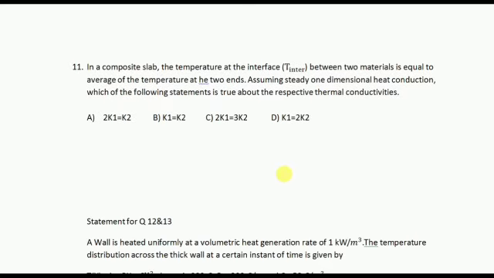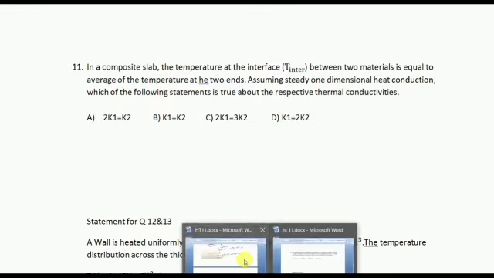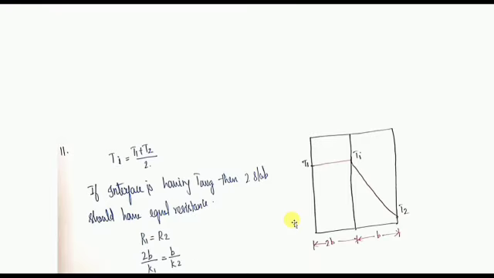Actually, in this question, you can see this is the diagram they have given. This is one slab, this is one slab, with K1 and K2, and the temperature profile is somewhat decreasing here and completely decreasing here. So this material has thermal conductivity K1, and this has thermal conductivity K2. What they mention in the question is that the interface has the average temperature.